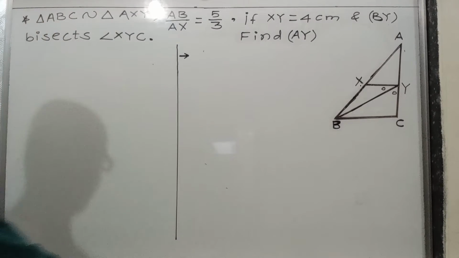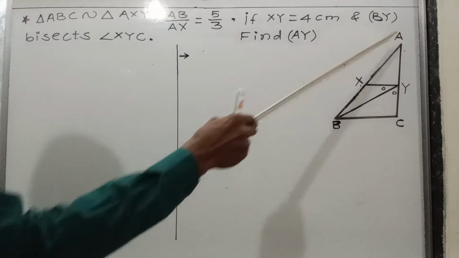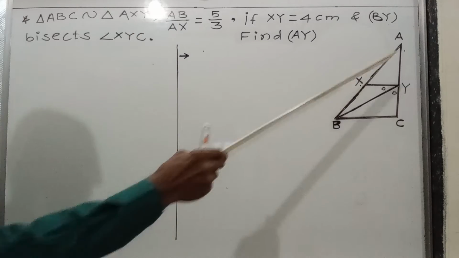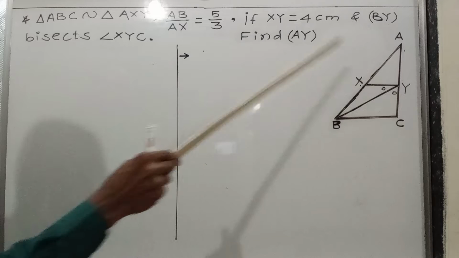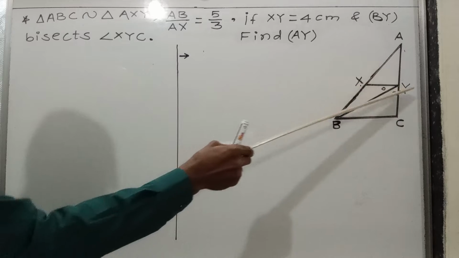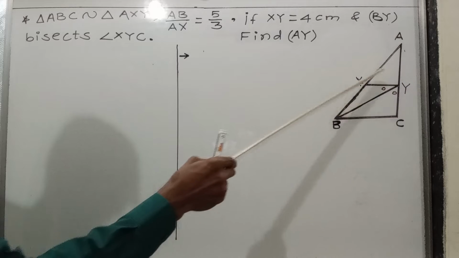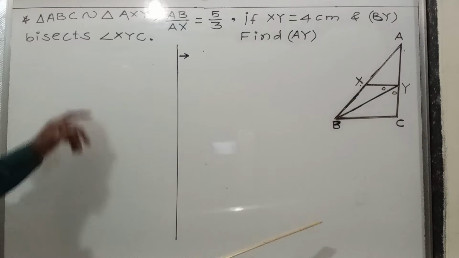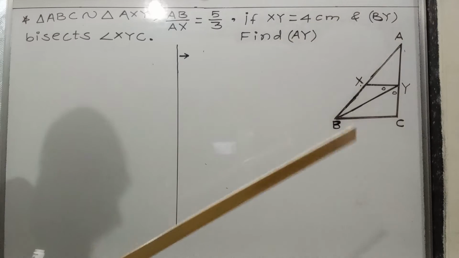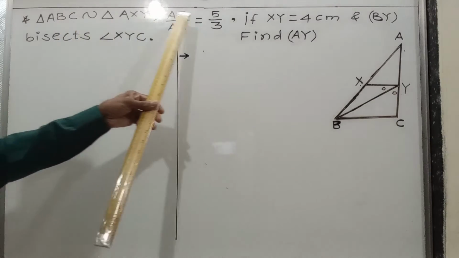Triangle ABC is similar to triangle AXY. This is given. We are also given AB upon AX is equal to 5 upon 3. If XY is equal to 4 centimeters and BY bisects angle XYC, then find AY. Okay, now we will find AY from the given information.